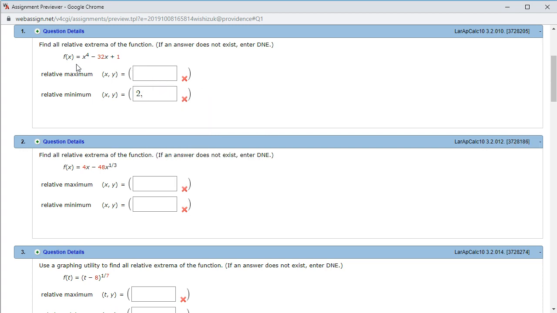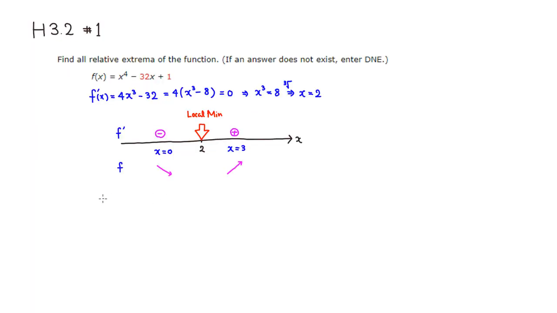We just have to plug 2 into this function. So f of 2, using the original function: 2 to the 4th power is 16, minus 32 times 2, which is 64, and then you have to add 1. So 16 plus 1 is 17, minus 64, which is obviously going to be negative.